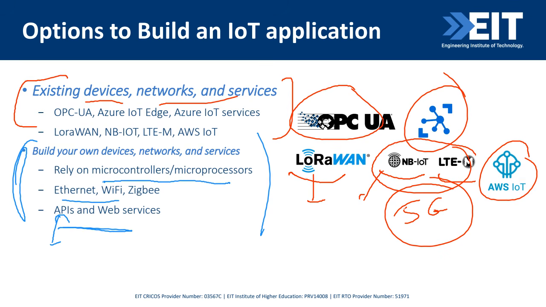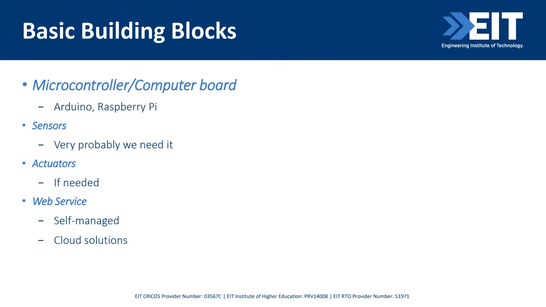Let us take a look now at building your own system, because if you want to buy existing devices, networks and services, it depends really on the services that you want to use or the platform that you want to select. You have to learn it. You have to understand what they recommend or promote as an architecture. If you use Microsoft, you have to learn about Microsoft solutions. If you use Amazon, same thing. So let's concentrate now on building your own thing.